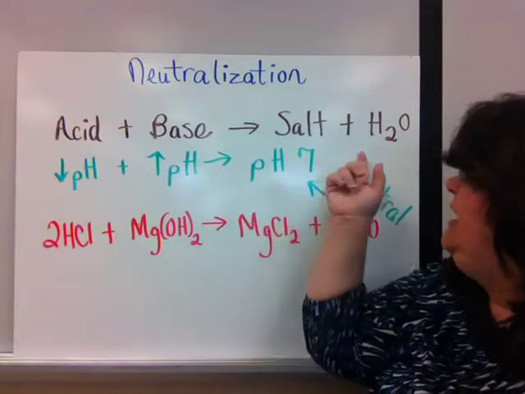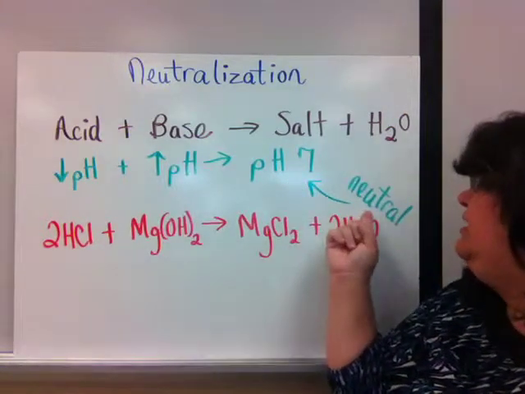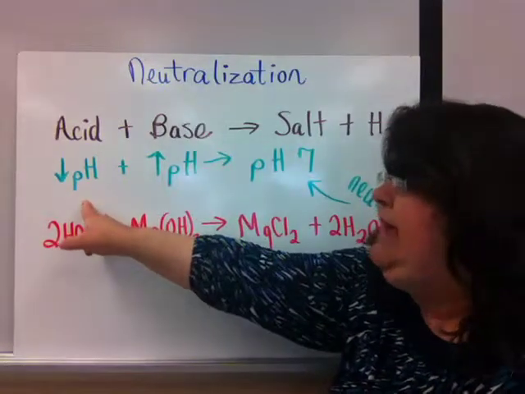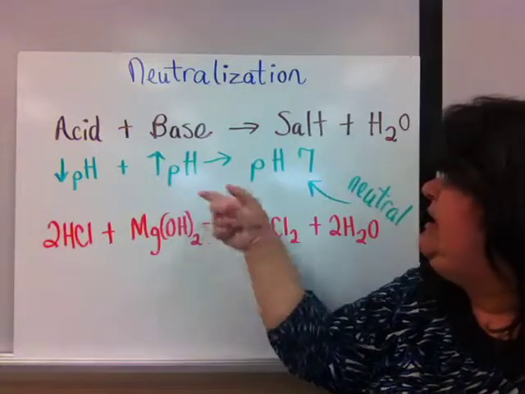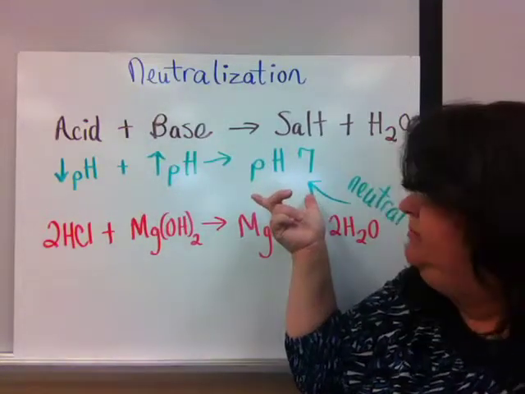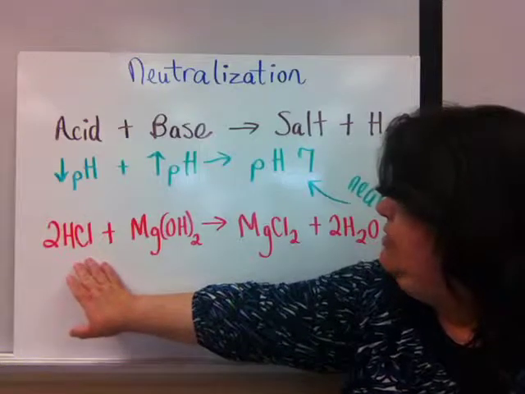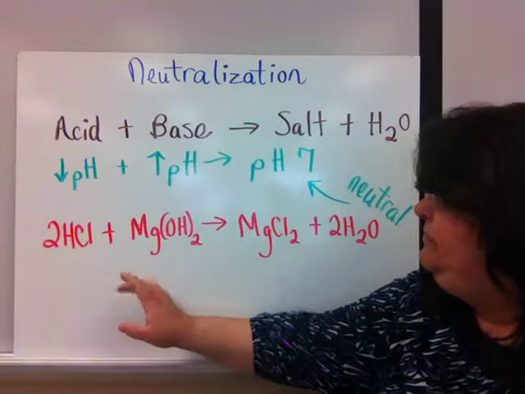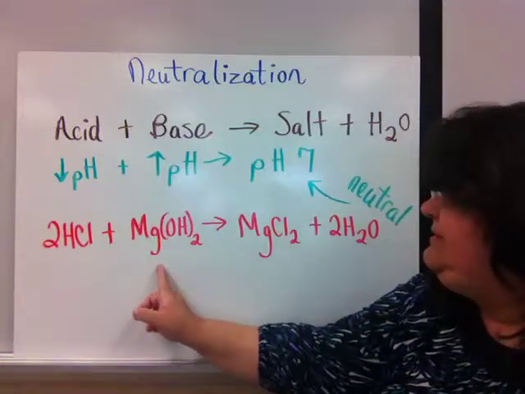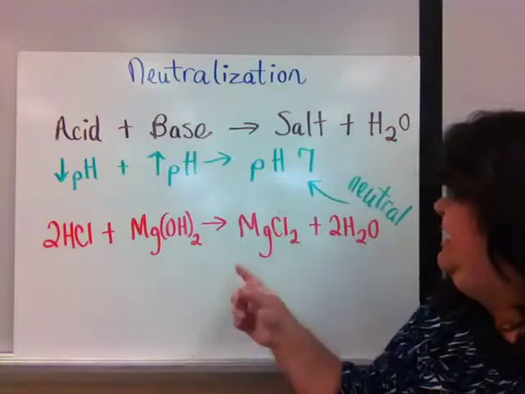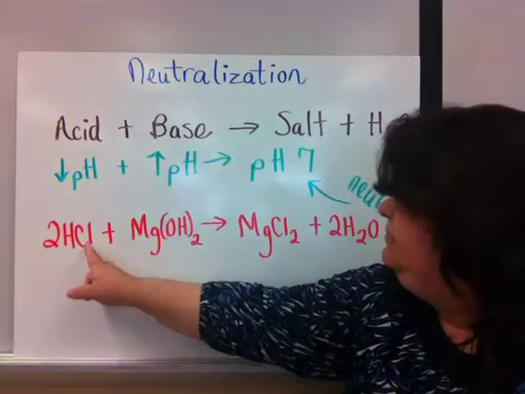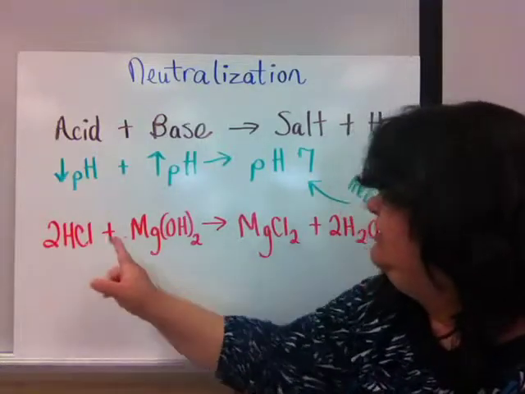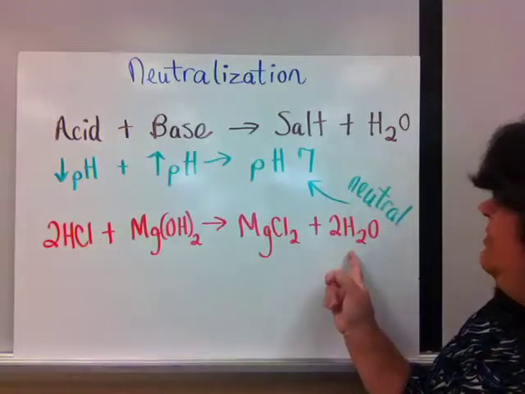Salt and water are both what we call neutral. They have a pH of 7. So we have a low pH added to a high pH to meet in the middle at neutral. If you look at my example, we have hydrochloric acid added to magnesium hydroxide. This is the acid, this is the base. When they combine, the magnesium and the chloride, the leftovers, will form the salt. The hydrogen and the hydroxide will form the water.